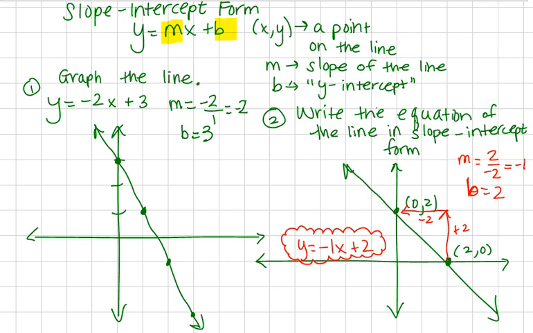So once again, slope-intercept form is equal to y equals mx plus b. This is a formula that you do need to know. You do need to have this memorized.